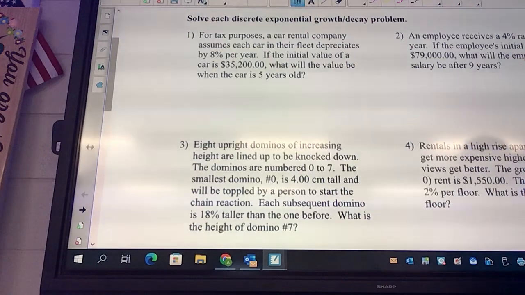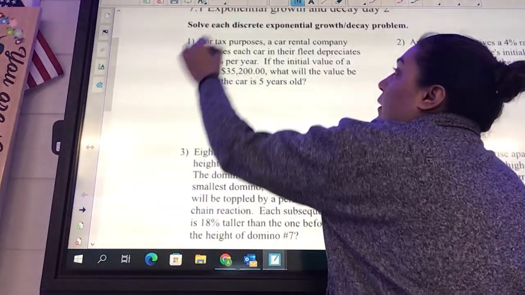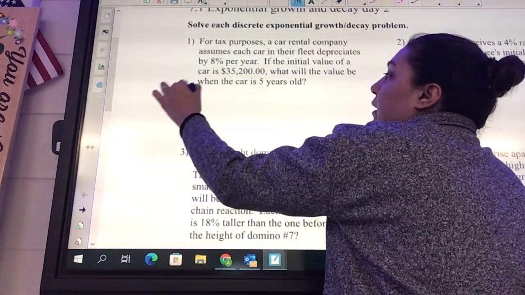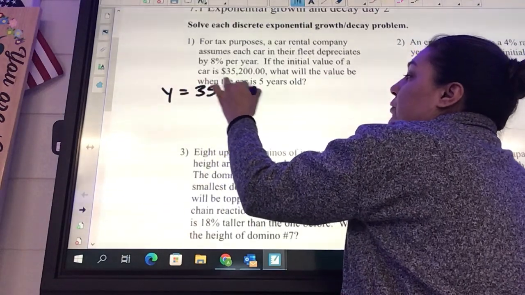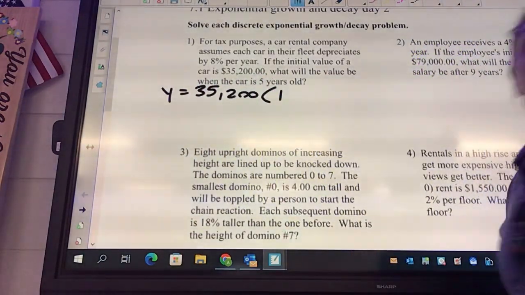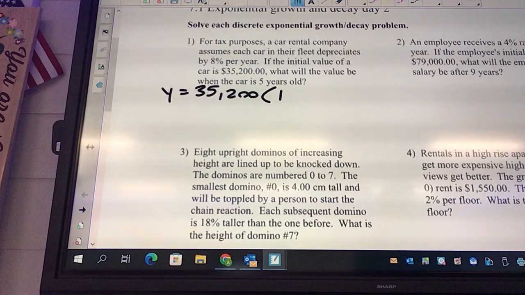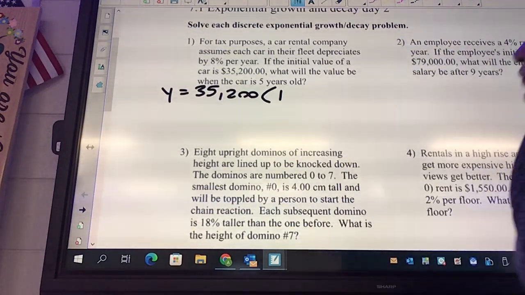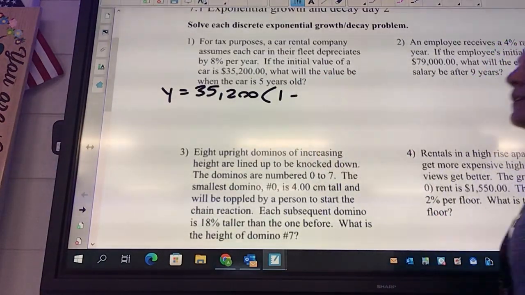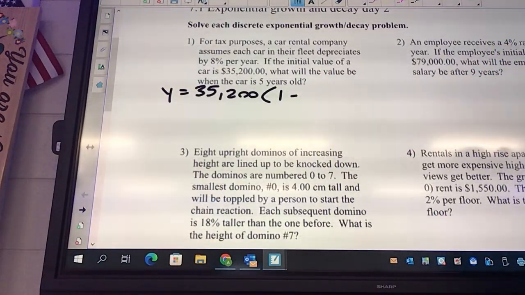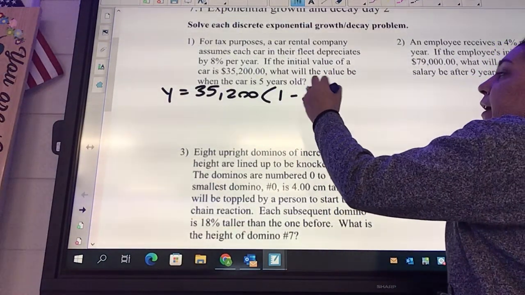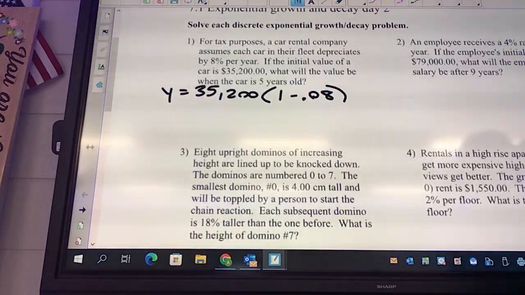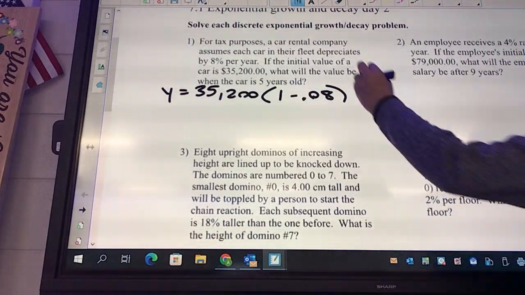So what is our initial amount? 35,200. Yeah, so we're gonna say 35,200, one, is it gonna be plus or minus? Negative. Why negative? Because it's decreasing. The value is decreasing each year. So you're gonna say minus what? 0.08. We got 8% to the power of what? 5.